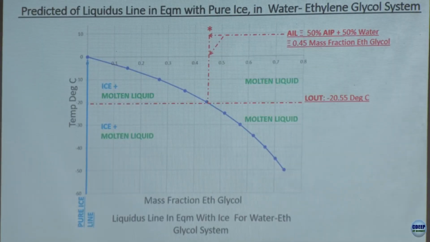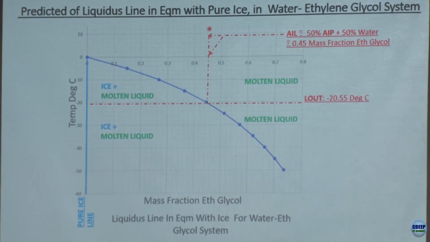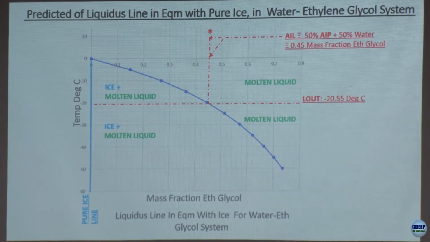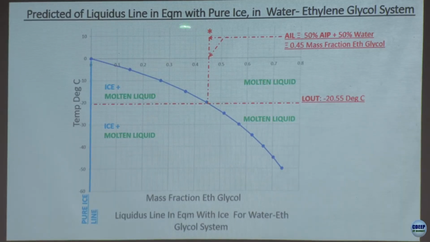This is the liquidus line that you get with the help of the procedure that we have already derived. So this is the liquidus line which I have calculated and plotted here, and with this liquidus line, if I drop this right through, I get an L out which is minus 20.55 degrees centigrade. Okay. So let us see how this anti-icing liquid is going to be effective at different ambient temperatures.